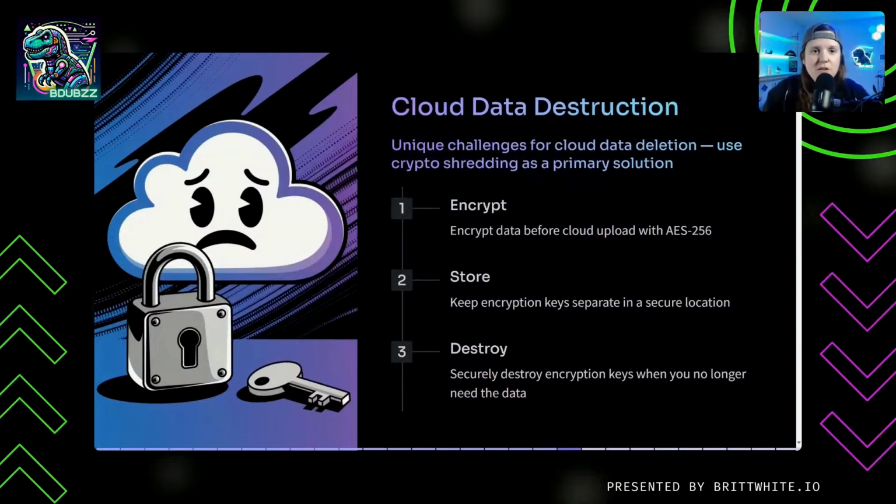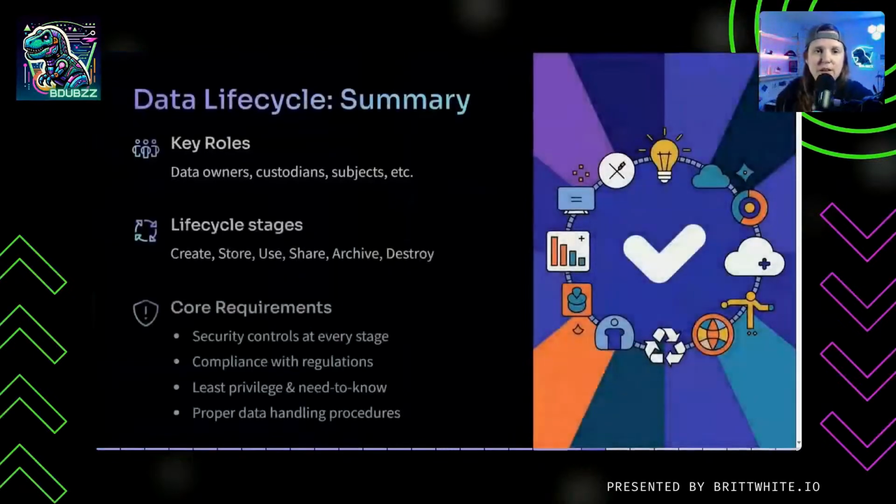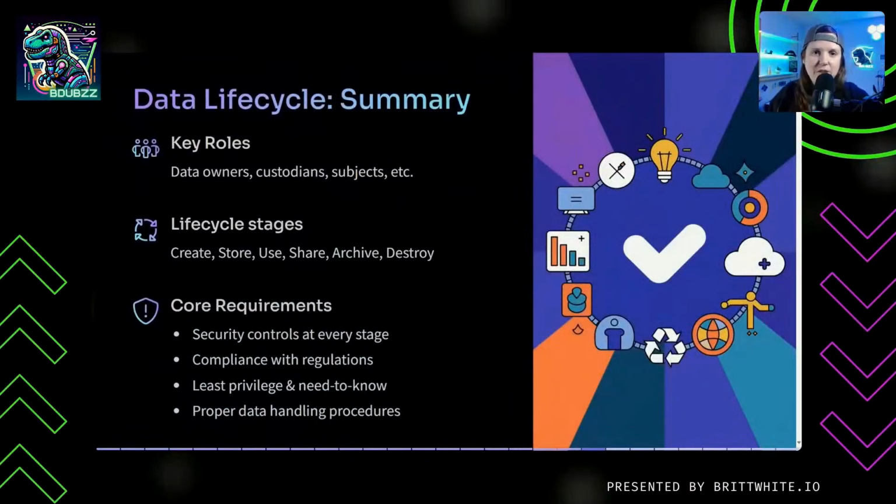So to recap, managing the data lifecycle is about protecting and governing data from creation to destruction. This includes establishing proper data roles like owners, custodians, and subjects, implementing secure processes at each lifecycle stage, and ensuring appropriate controls are in place to maintain confidentiality, integrity, and availability.